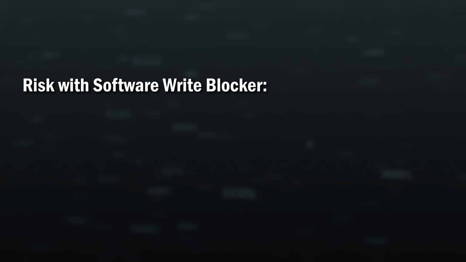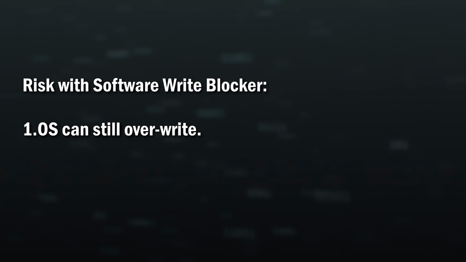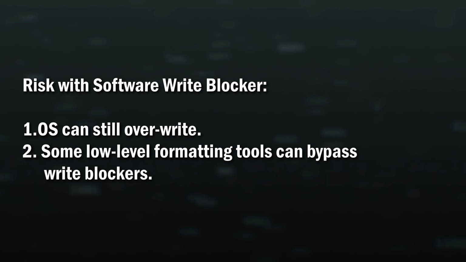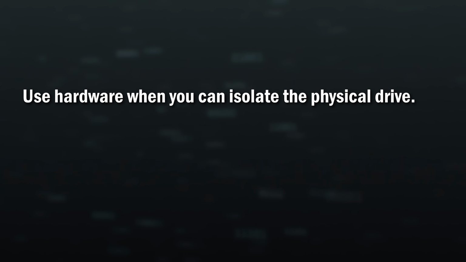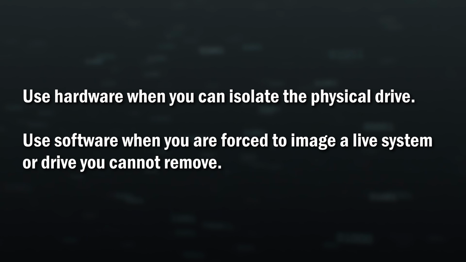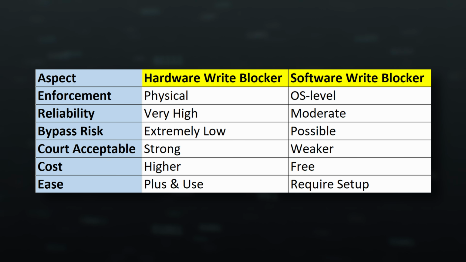Because they rely on the operating system, a major Windows update could reset your registry keys or break the software without you knowing. Some low-level formatting tools can even bypass software write blockers entirely. The rule of thumb: use hardware when you can isolate the physical drive. Use software when you are forced to image a live system or a drive you cannot remove. Here is a real comparison between hardware write blockers and software write blockers.